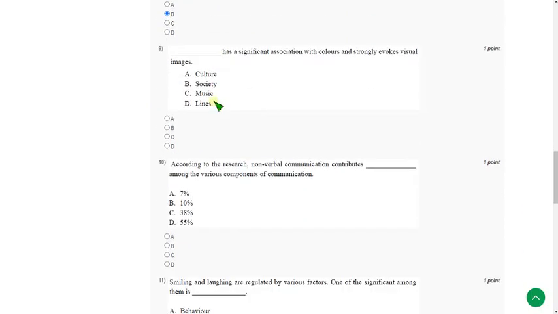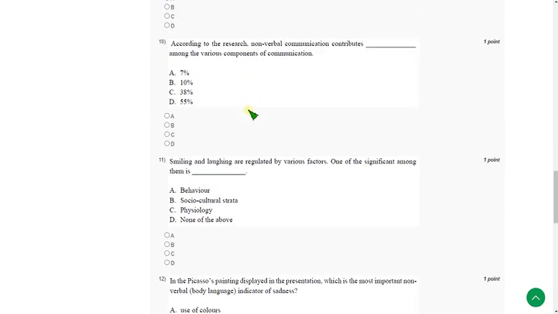And moving on to the ninth one. Dash has a significant association with colors and strongly evokes visual images. So for this, the probable answer is option A, culture. So option A. Moving on to the 10th one, according to the research, nonverbal communication contributes dash among the various components of communication. So for the 10th question, the answer is option D, 55%. So mark option D.